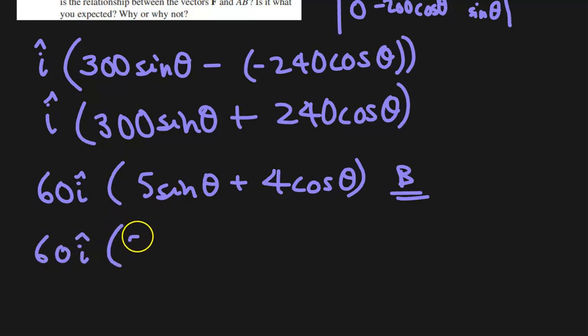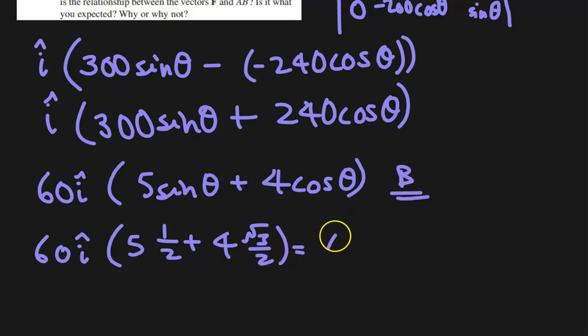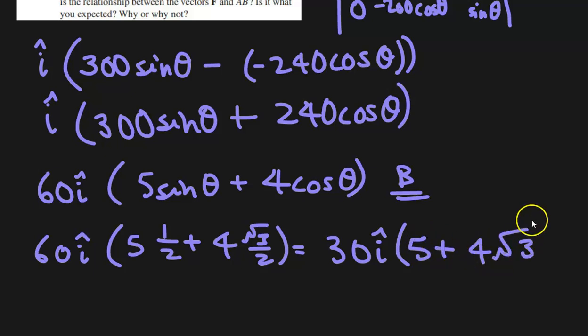60i times 5, sine of 30 degrees is 1/2. This will be 4 times root 3 over 2. So that's 60. Well, no, let's make that 30i times, over here it's now 5 plus 4 root 3. And the units for this will be lb, pounds, inches. And this is part C.